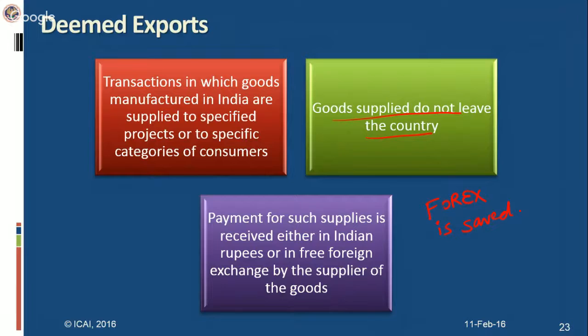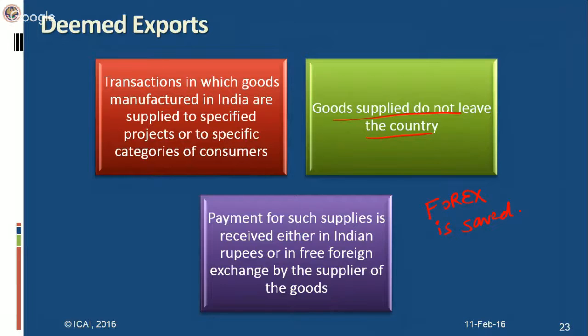Now, this foreign exchange outflow can be prevented by procuring goods from domestic suppliers. But these domestic suppliers need to be given some hand holding to make them competitive, because otherwise, if we take them at par with the foreign suppliers, it will be very difficult for them to compete with the foreign suppliers. So this hand holding is actually the deemed export benefits which we give to them.